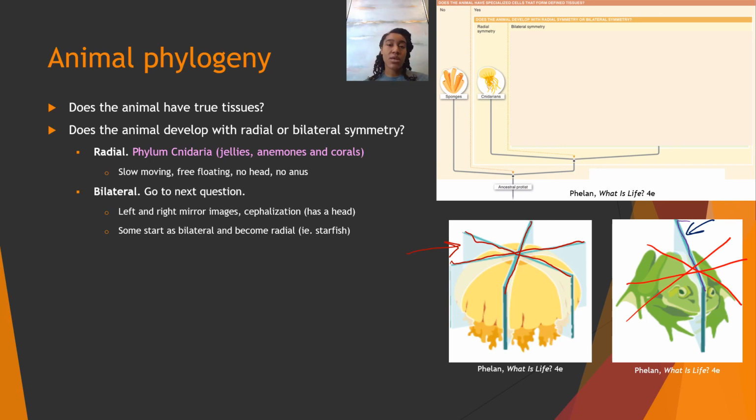But there are some exceptions. There are the echinoderms that start out as bilateral young, so their larvae are bilateral, but then they later develop into radially symmetrical adults. So this is one example of an organism that can switch between them, but they are bilateral organisms because they start as bilateral when they're larvae.